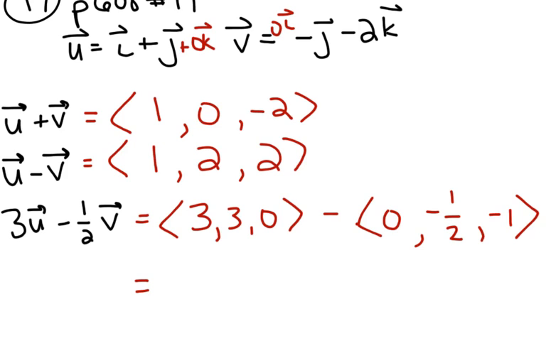Now I'm going to subtract these 2. So 3 minus 0 is 3. 3 minus 1, negative 1/2 is going to be 3.5. And 0 minus negative 1 is going to be 1.